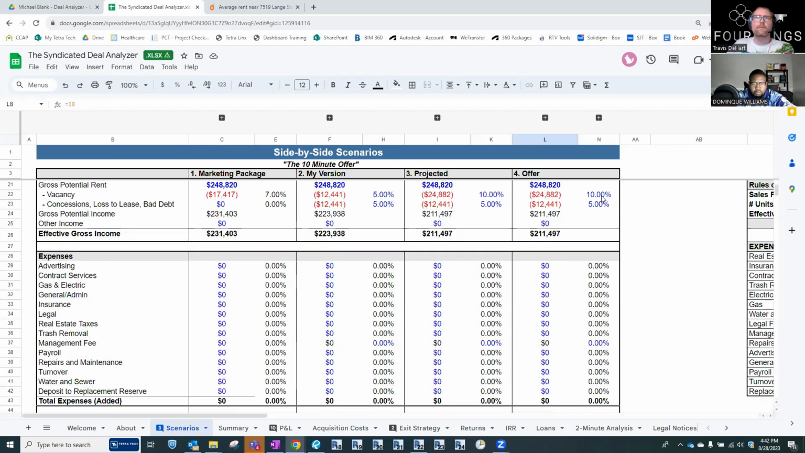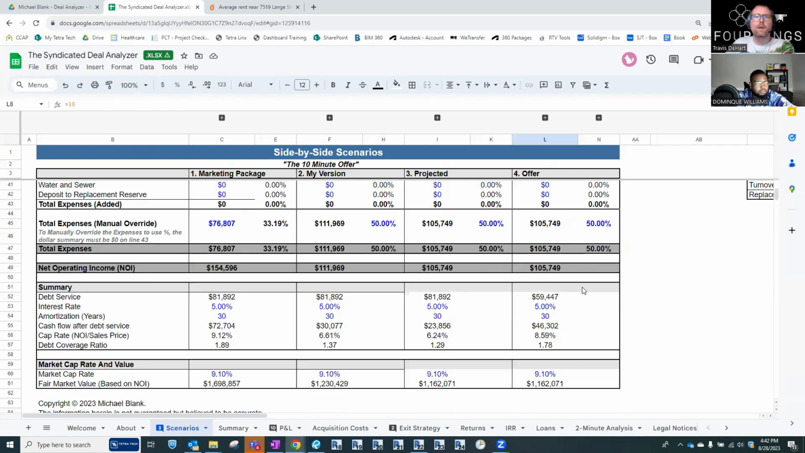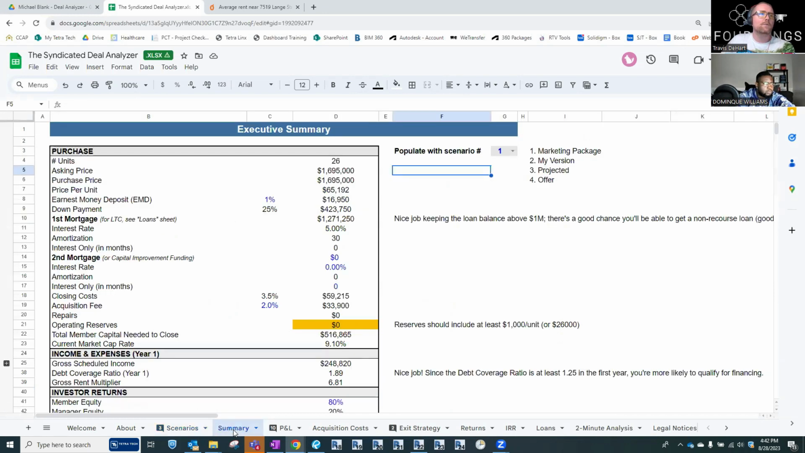And so if everything else remains the same, we can come down here, see still cap rate 9.1. Then it shows right here, 1162 is where we should start with our asking price. If we come over here to the summary tab, and we change this to looking at scenario number 4, all of this calculates based on our offer now. And you can see here, asking price versus purchase price.